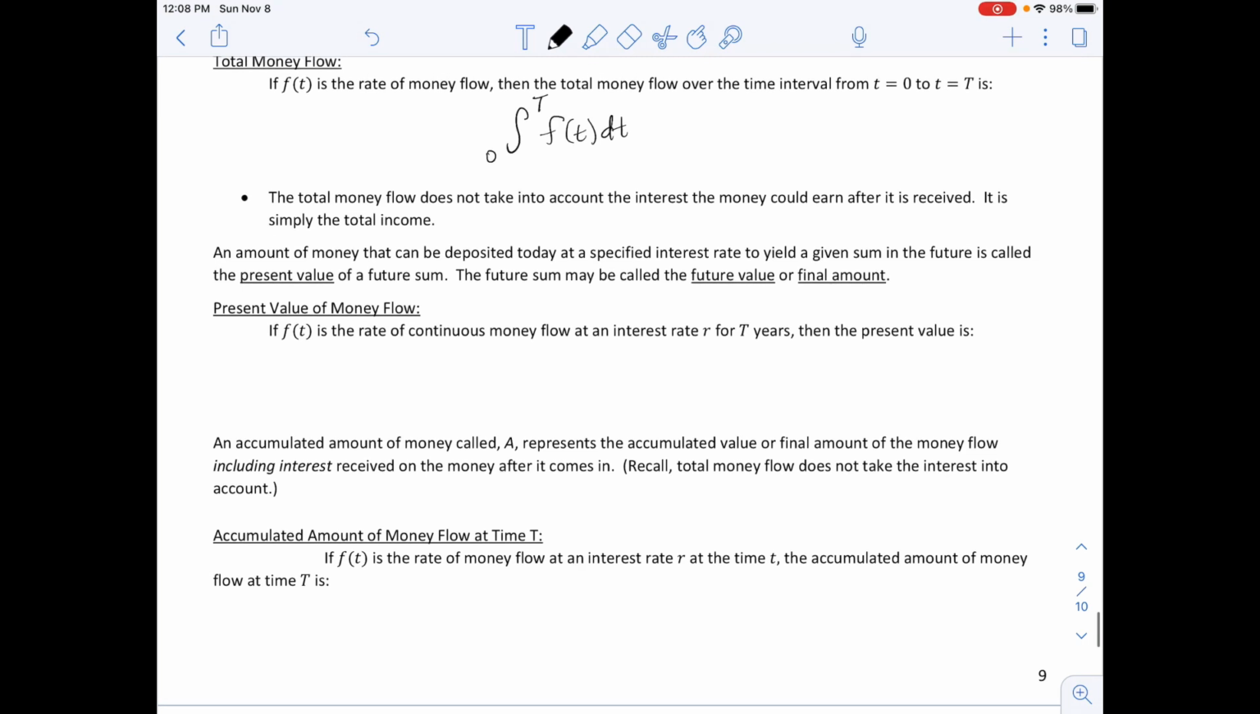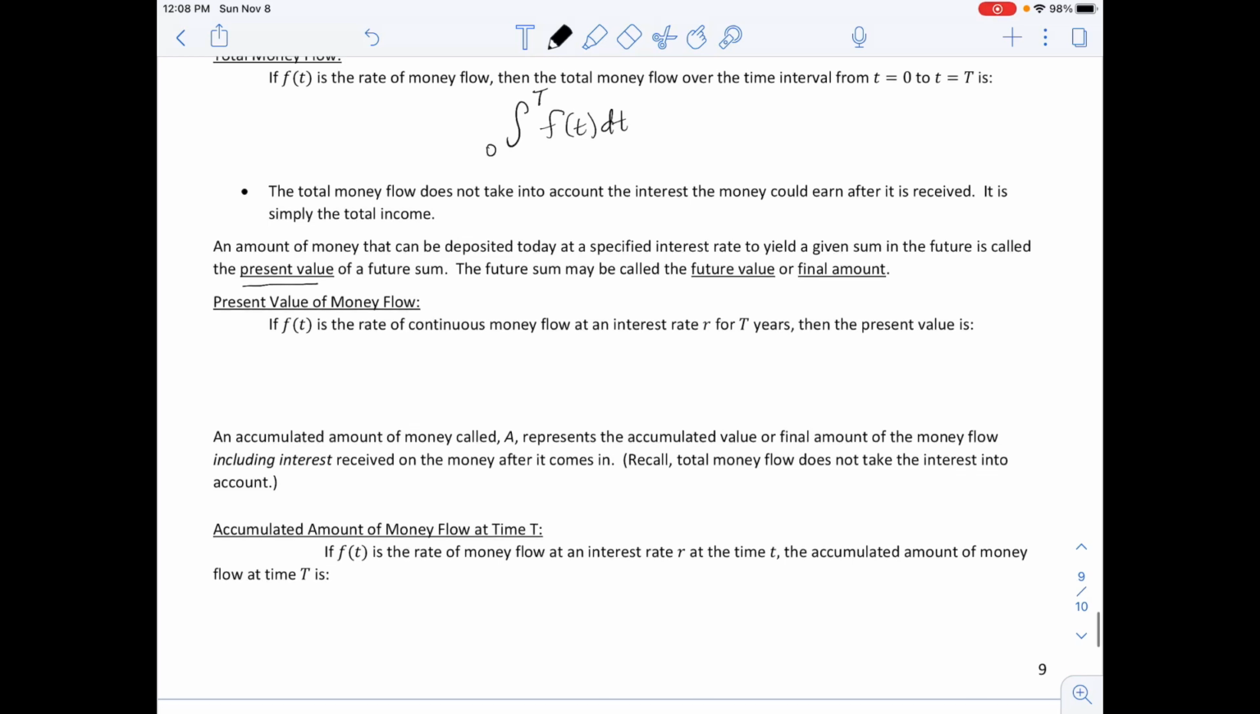Right underneath this, it says the total money flow does not take into account the interest the money could have earned after it is received. It is simply the total income. So an amount of money that can be deposited today at a specific interest rate to yield a given sum in the future is called the present value of a future sum. So definitely one of those words that we need to know. It's present value. The future sum may be called the future value or the final amount.